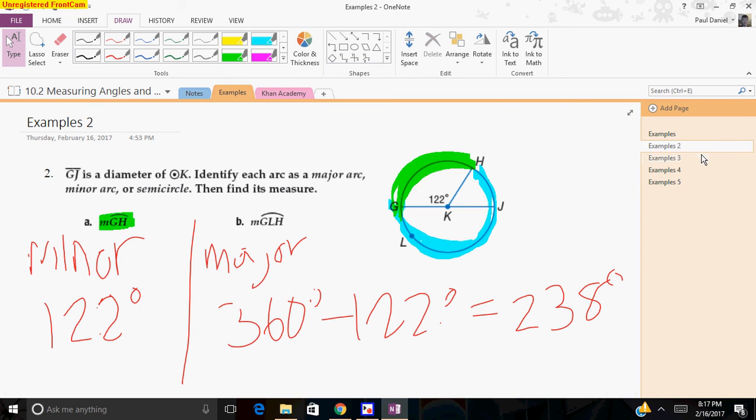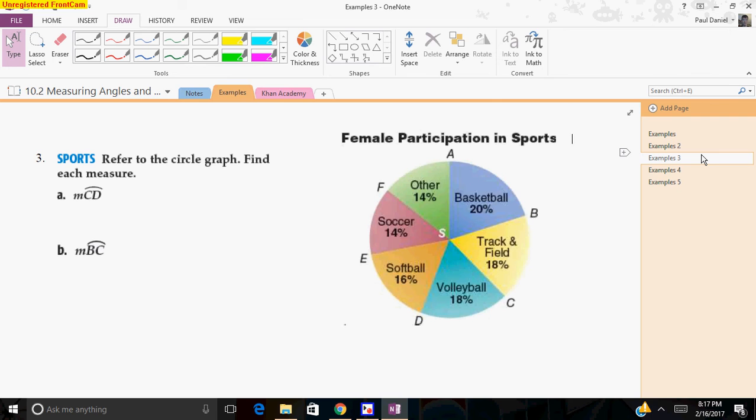Alright, let's go into another set of examples. This one is one of those just like reading a graph ones, so get used to this to get ready for the ACT, a lot of reading graphs. Alright, this one's a pretty simple one. It's just a pie chart about female participation in sports. But we didn't even really need to know that to answer the question, so it's kind of silly to me.